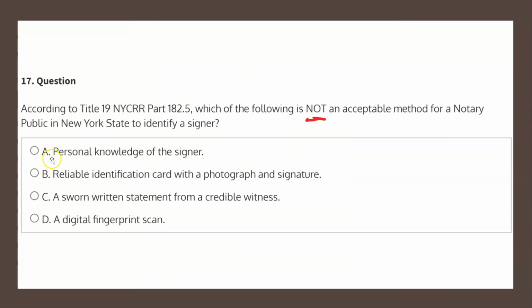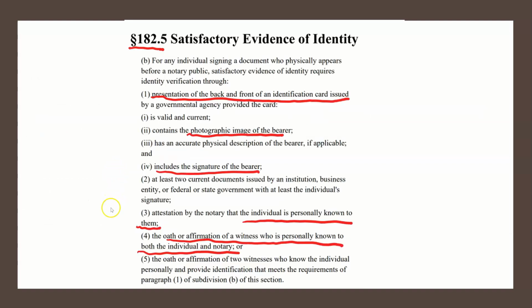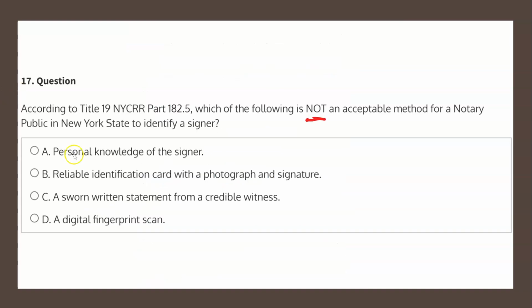Choice A states personal knowledge of the signer. Well, as we read before, indeed, under subsection B, subsection 3, personal knowledge of the signer is an alternative method. So therefore, choice A is not our solution because we are looking for what is not an acceptable method.